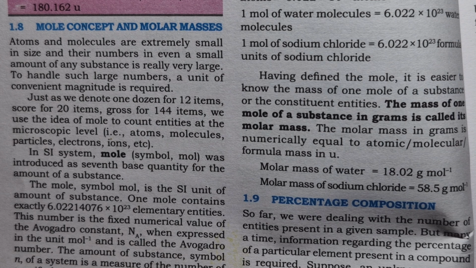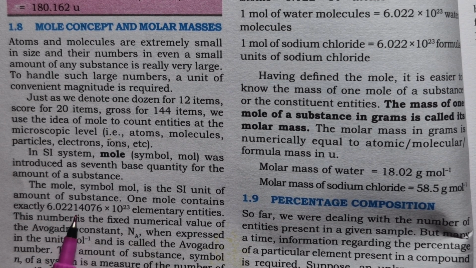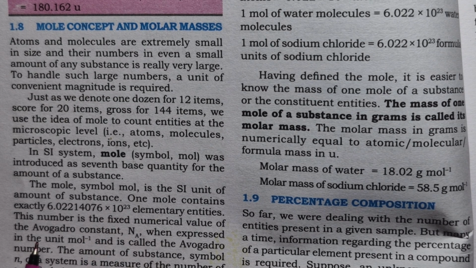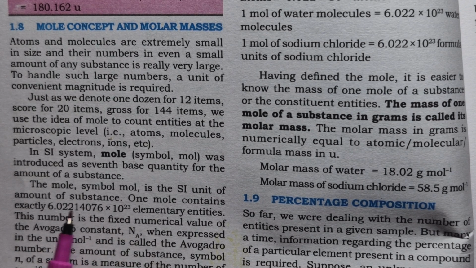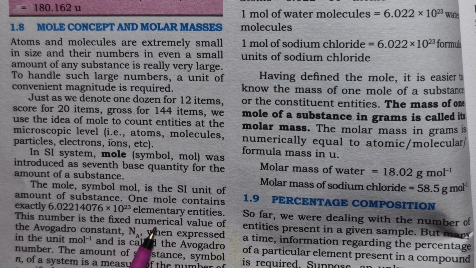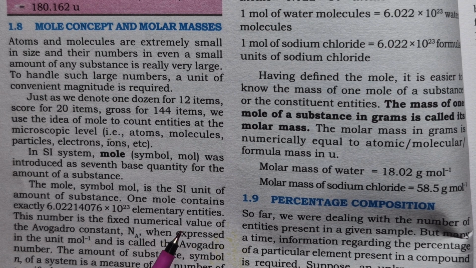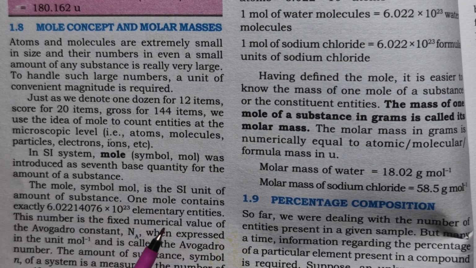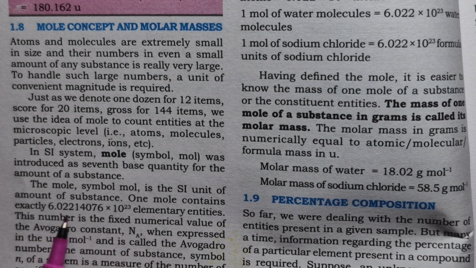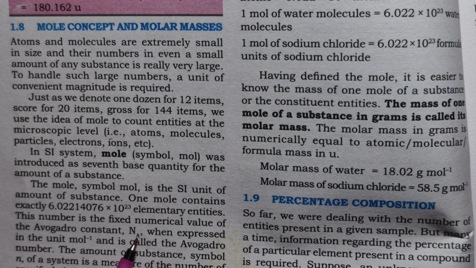So what is the Avogadro number? This is the number 6.02214076 into 10 power 23. In short, we write 6.022 into 10 power 23 elementary entities. Elementary entities may be atoms or molecules or ions or anything for that matter. So this number is called the Avogadro number or the Avogadro constant, given by the symbol Na.